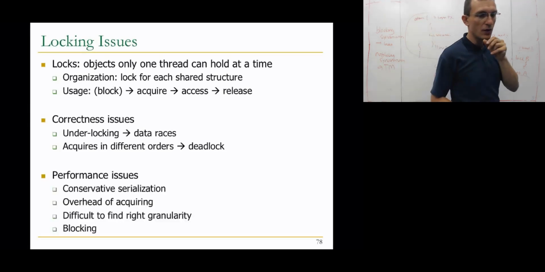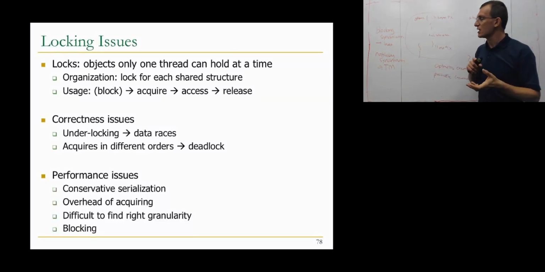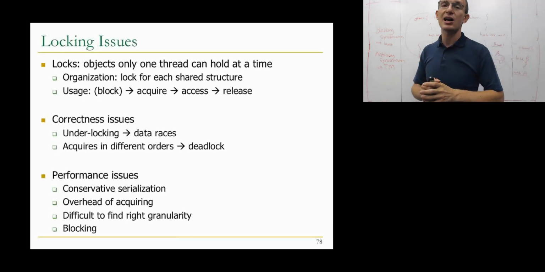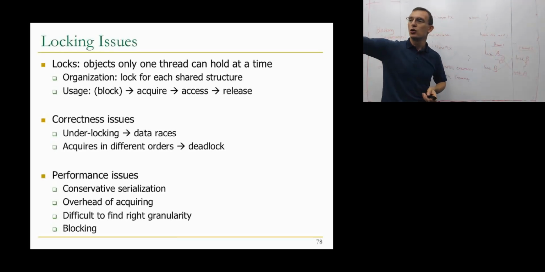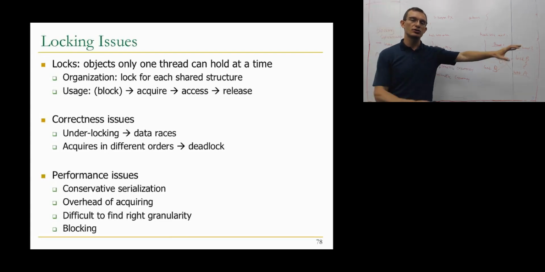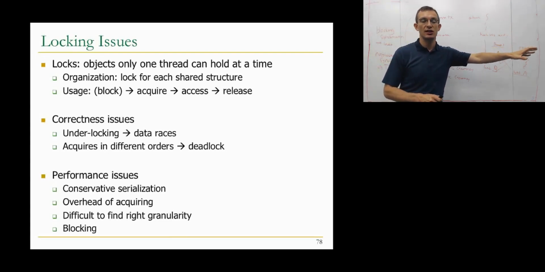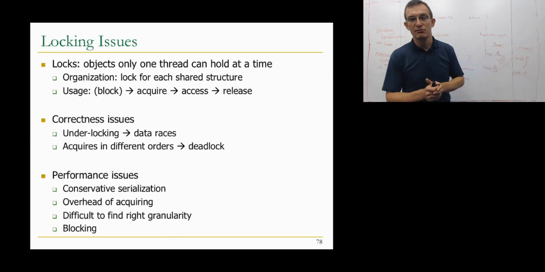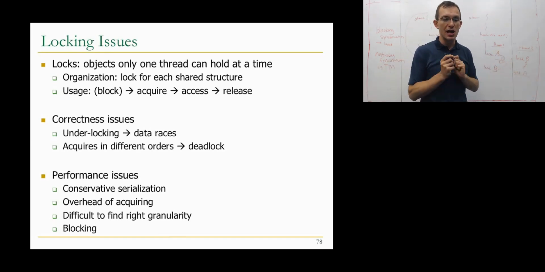Let's take a look at the performance issues. Well, as I told you, locks lead to conservative serialization. There is also overhead of acquiring the locks, right? If some other thread is actually holding the lock, that lock needs to be brought to the cache of this other thread that's executing in this other core. So it takes time to acquire the lock. So there's ping-ponging that happens because of the locks.